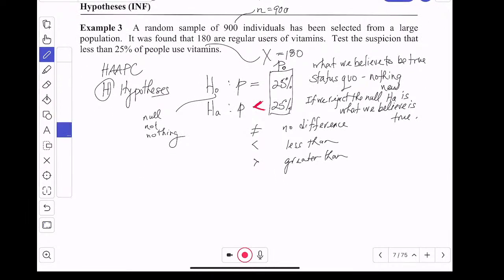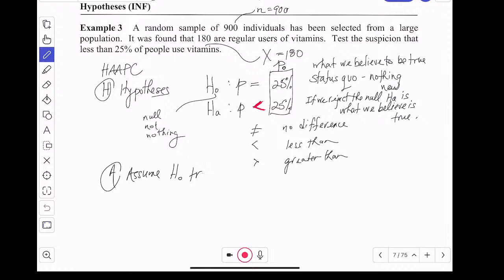Second step. The second step is the A step. A for, well, the first A, assume. What shall we assume? Well, to assess whether our sample corresponds with this status quo, we have to begin by assuming the status quo is true. Otherwise, we have nothing to compare it to. We have nothing to go on. Okay, so we're going to assume H naught is true.